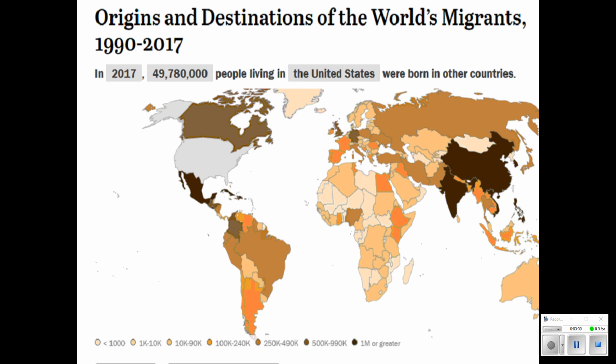And if you look at this map, you're going to see that you've got the shading. This is a choropleth map showing you the origins of the people who have come to the United States. In the United States, we have almost 50 million people who were foreign born. Some of you are children of people who have come to the United States. Mrs. Turner is the child of Cubans who came to the United States back in the 1960s.